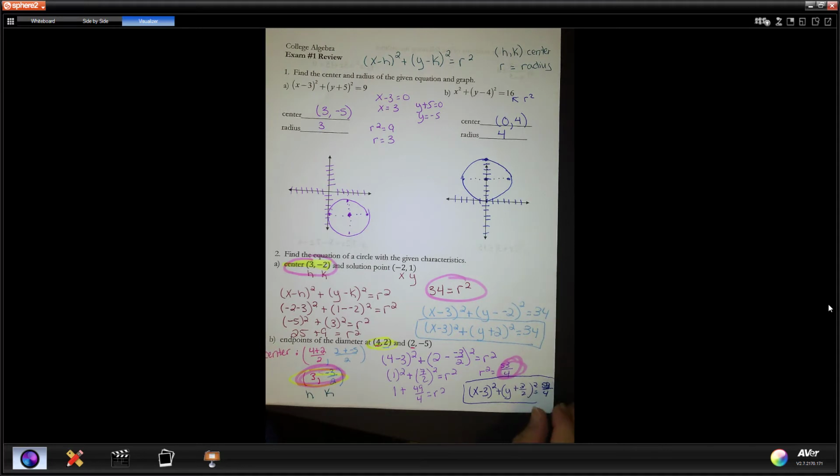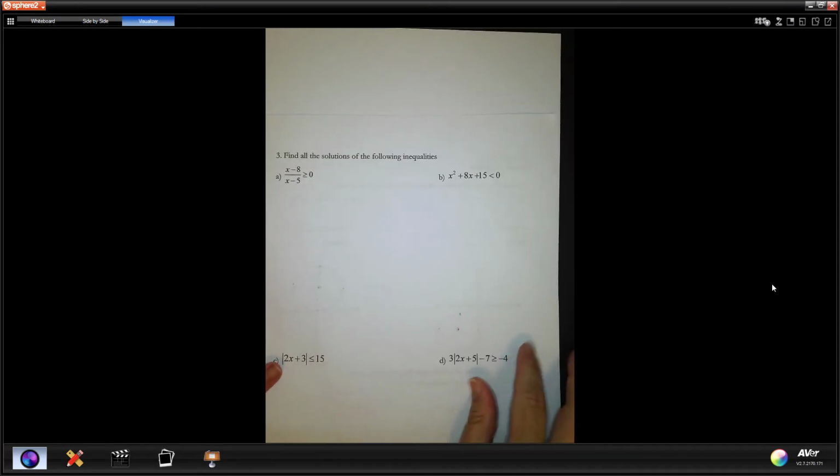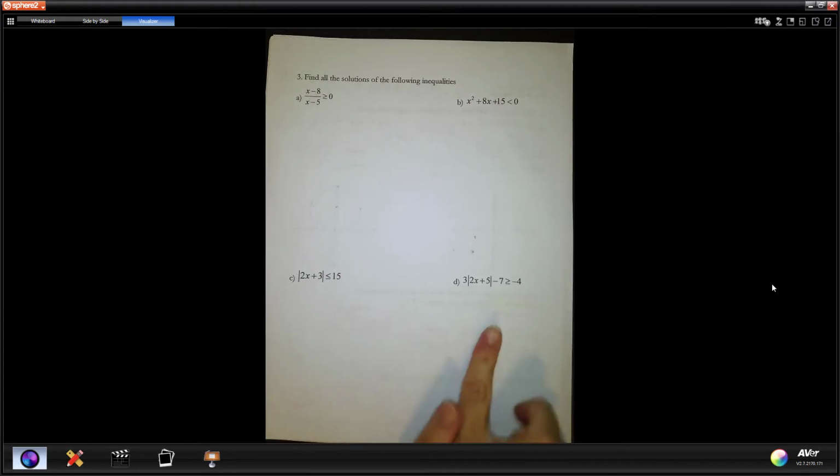The last two things that happened to be on the final review are going to be some of our different inequalities that we looked at. So if we look at A, B, C, and D, A and B are done very similarly. C and D then are the absolute value inequalities. So let's go ahead and look at solution A.